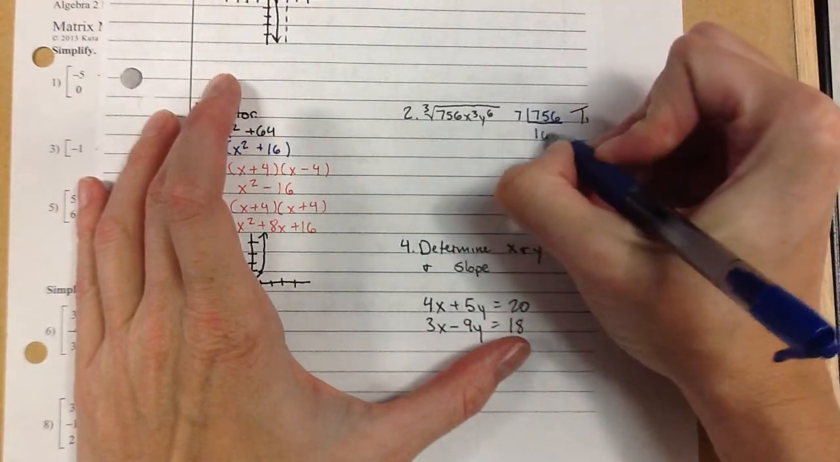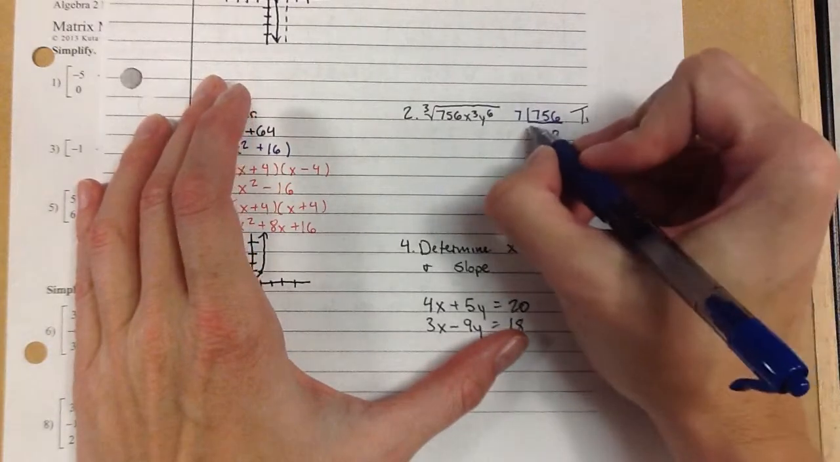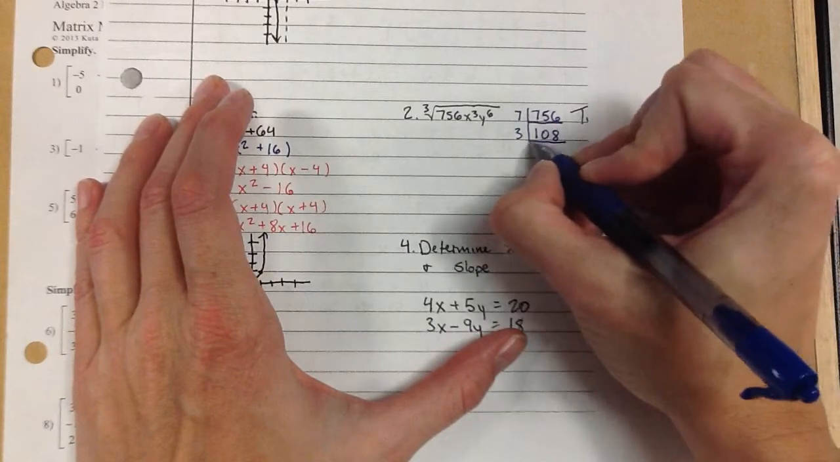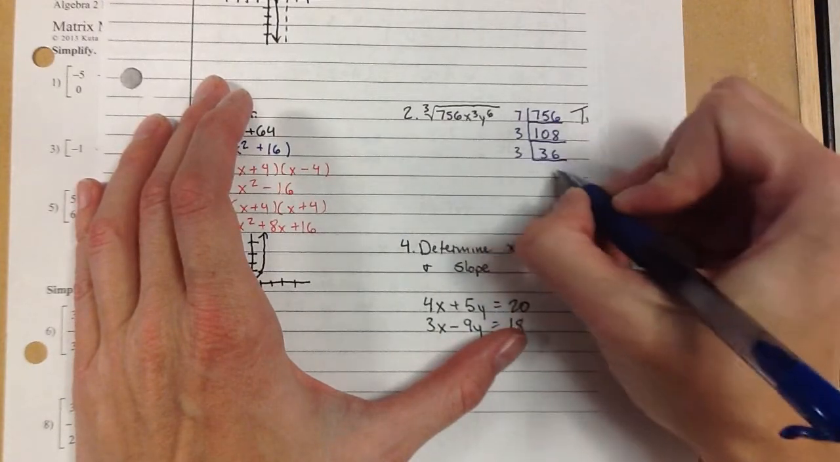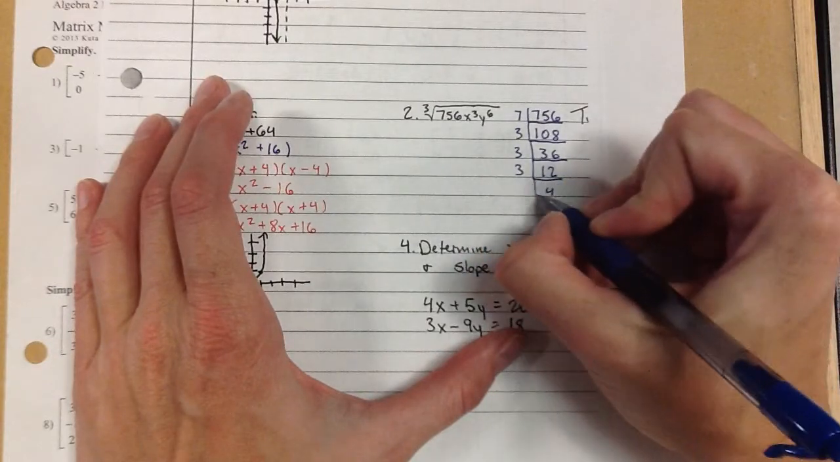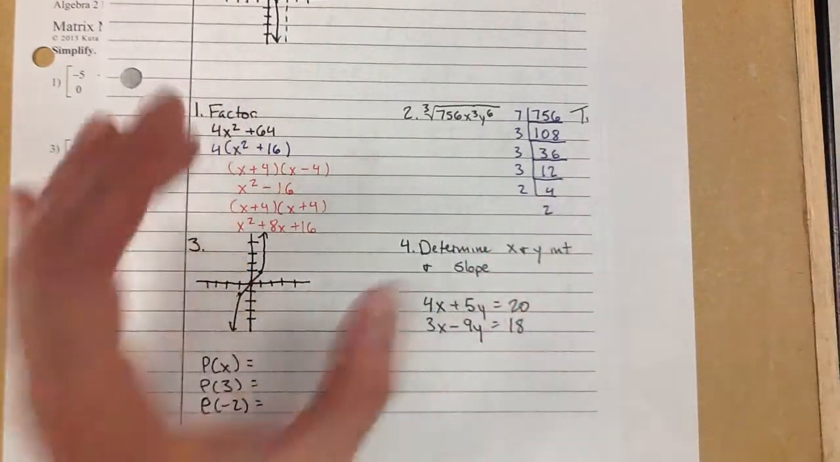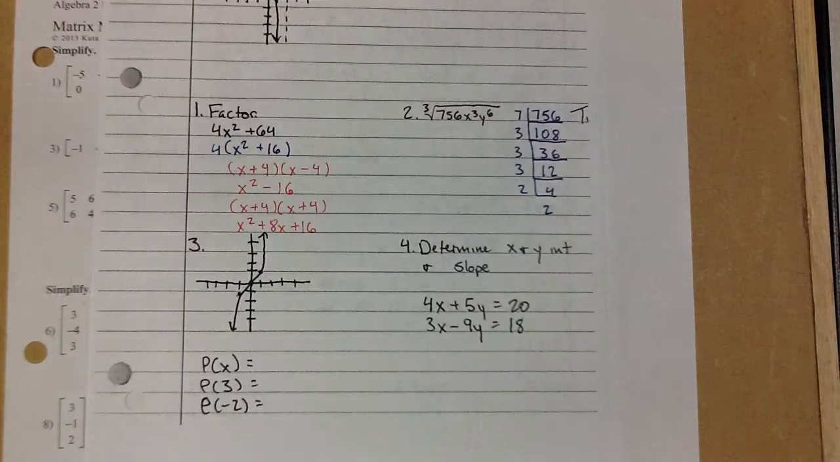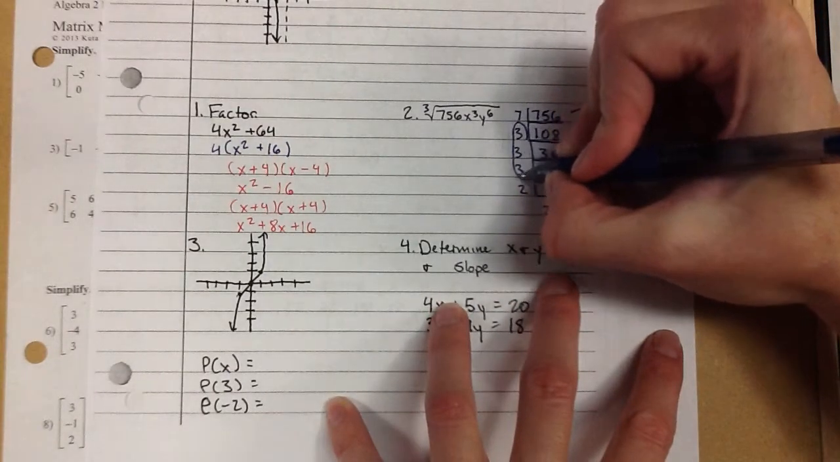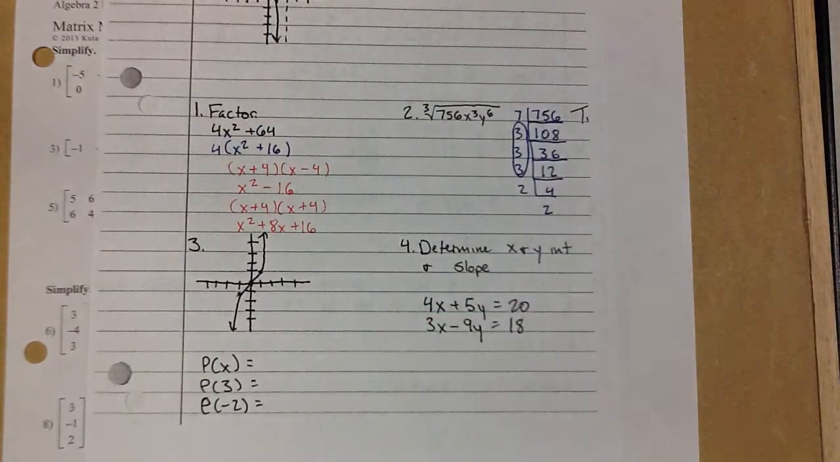7, and I get 108. What's after that? 3, and I get 36. What's after that? 3, and I get 12. What's after that? 3, then I get 4. 2 and 2. Okay, now y'all said there has to be 3 of them in order to group them, and that's right. You now have to have 3. So I got those 3 3's coming out.